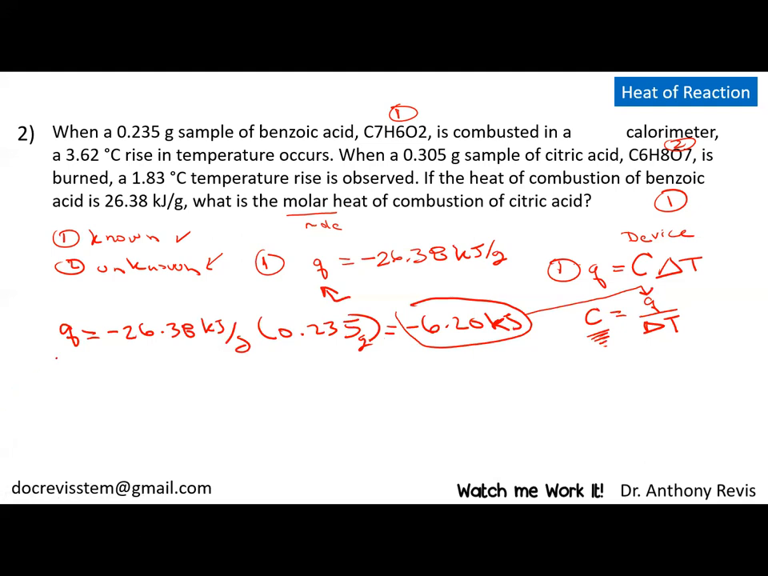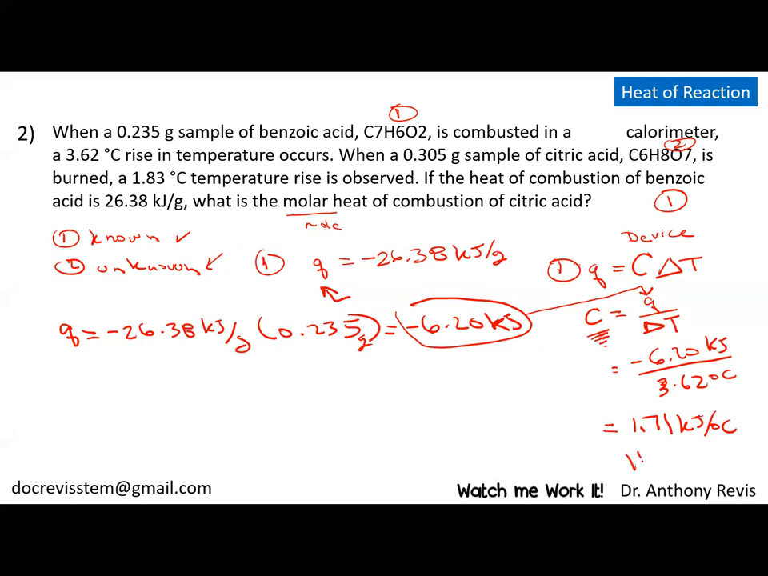And once I standardize that, I can use it. Ready? So now I'm going to take that value, negative 6.20 kilojoules, divided by my delta T, which is 3.62 degrees C. This is going to give me a heat capacity for that device. And so now that device has a heat capacity of 1.71 kilojoules per degree C, something you've seen before.